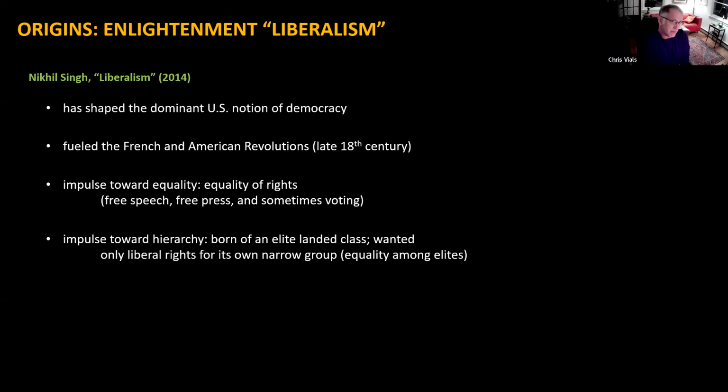On the one hand, Enlightenment liberalism was fueled by this impulse towards equality, you know, free speech, free press, sometimes voting, equality of rights, the kind of things that were embodied in the US and the French constitutions. But at the same time, in those founding documents and in the Enlightenment liberalism that was led by wealthy landowners at the time, you also had an impulse toward hierarchy, because these ideas of equality in the 18th century were pushed by an elite landed class that wanted mainly liberal rights for its own narrow group, as opposed to autocratic power in the hands of an aristocrat or a monarch, right? So even in the founding ideas of Enlightenment liberalism that guided the US Constitution, you already have a very narrow conception of democracy that was normative from the very beginning, right?